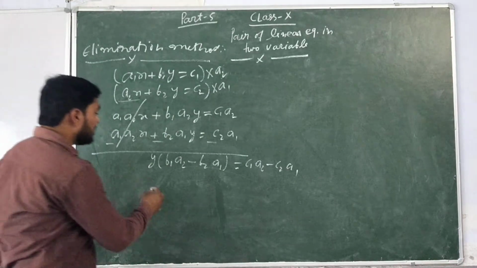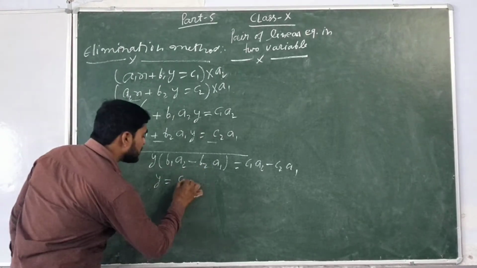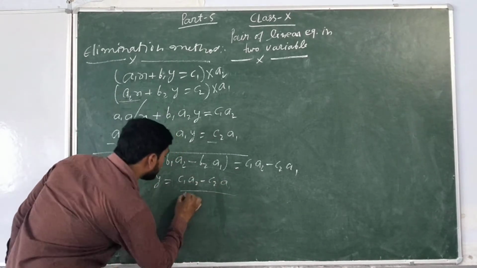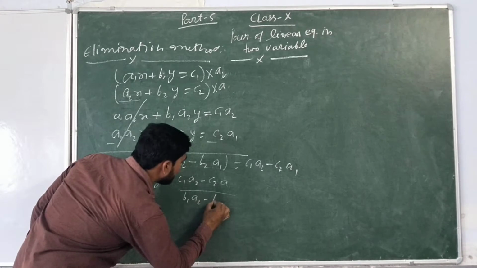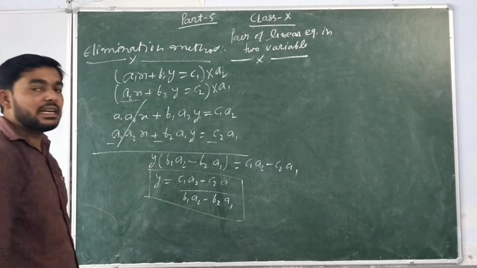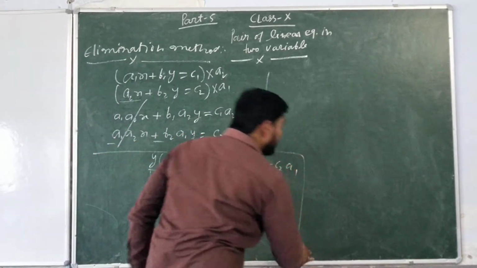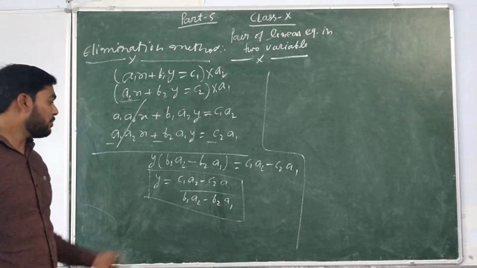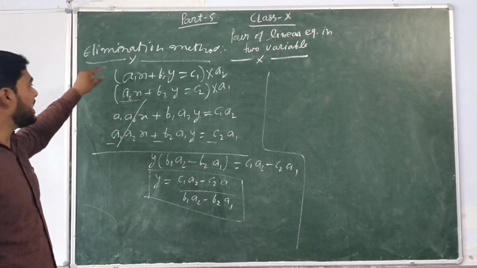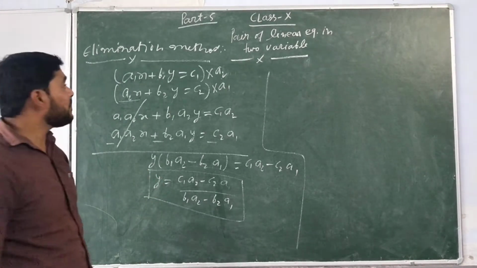Now from here the multiple of y will be in the denominator. So y equals c1 a2 minus c2 a1, whole upon b1 a2 minus b2 a1. From here you will get the value of y. Now you have to find the value of x also. So put this value of y in any of the equations, then you will get the value of x.